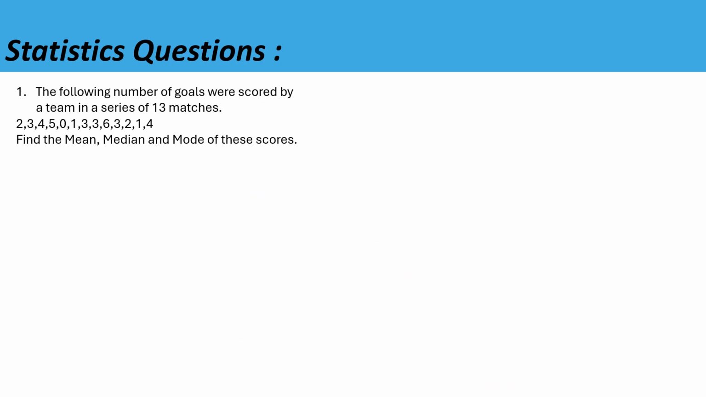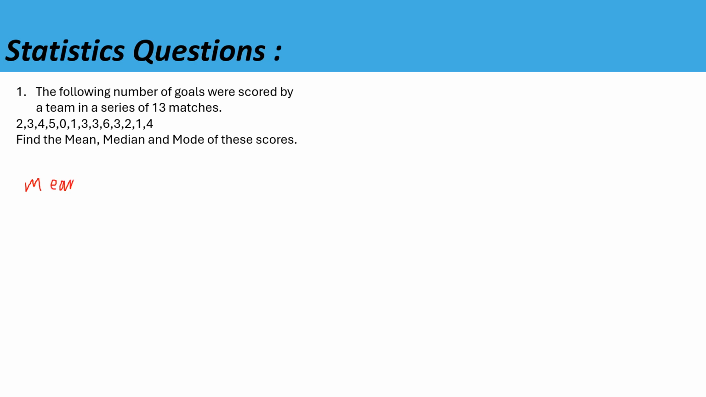So the first question is: the following number of goals were scored by a team in a series of 13 matches. 2, 3, 4, 5, 0, 1, 3, 3, 6, 3, 2, 1, 4. Find the mean, median, mode of these scores. So we have to find the mean. Let us start with the mean first.